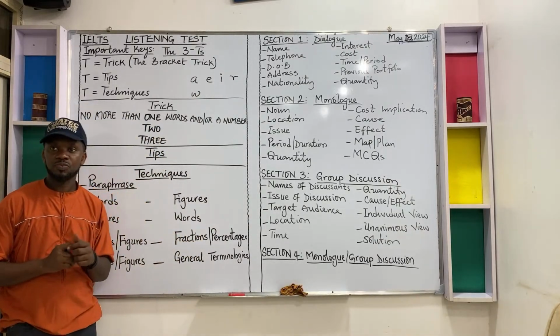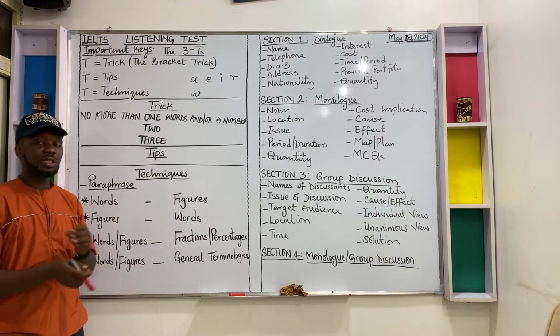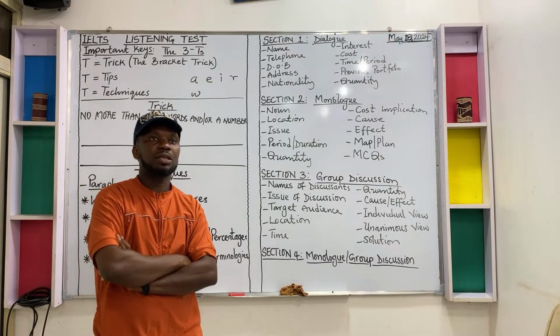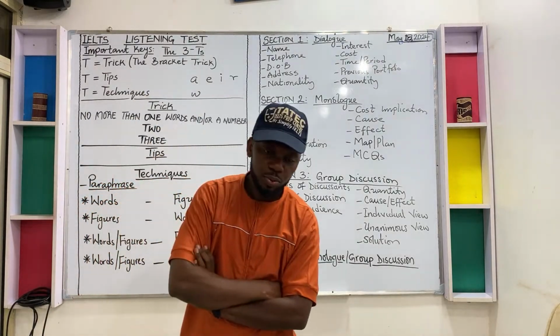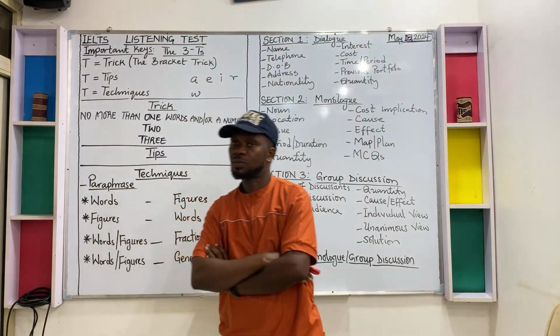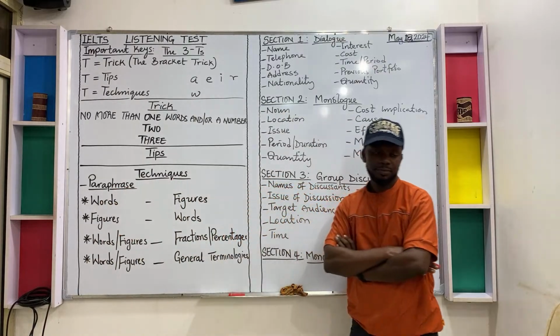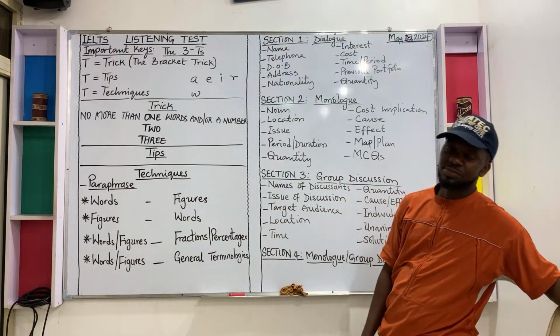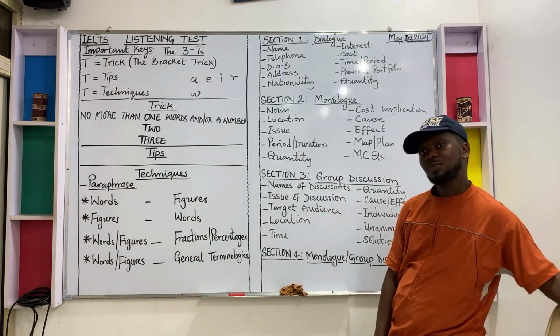A-E-I-R-W. These letters, people always mistake the way they are being called or pronounced for another letter. A. You won't always hear A from the native speakers. You might hear R.